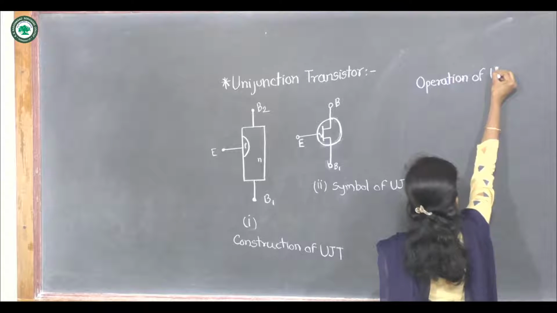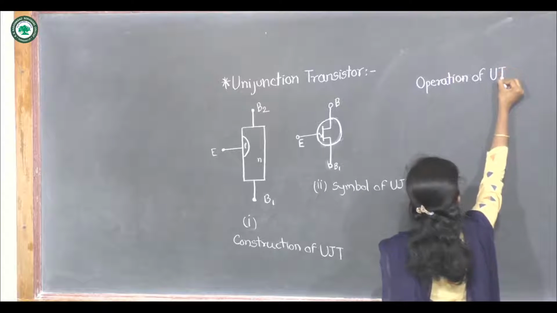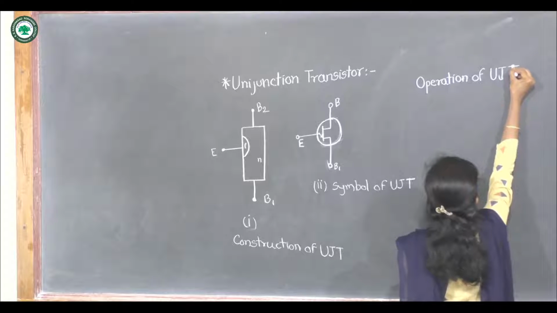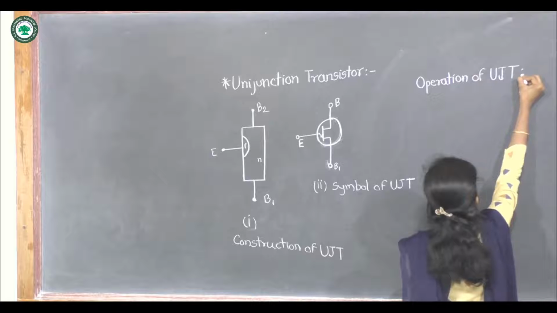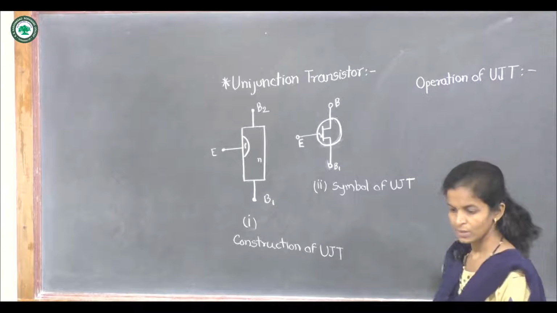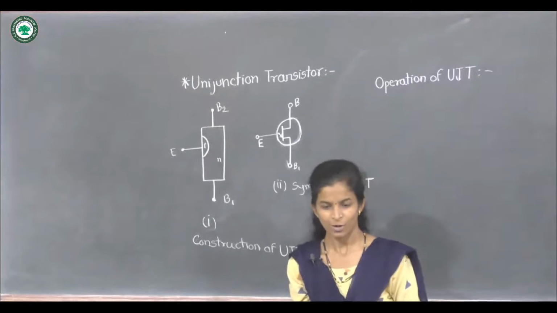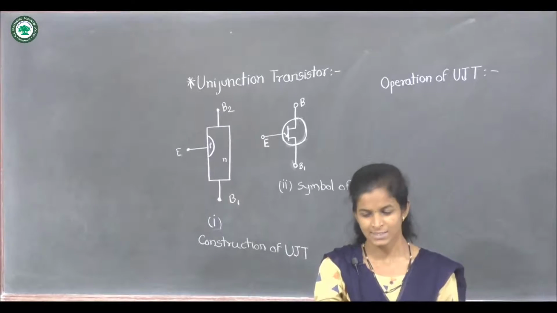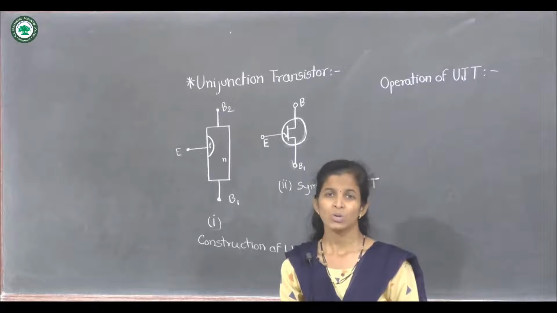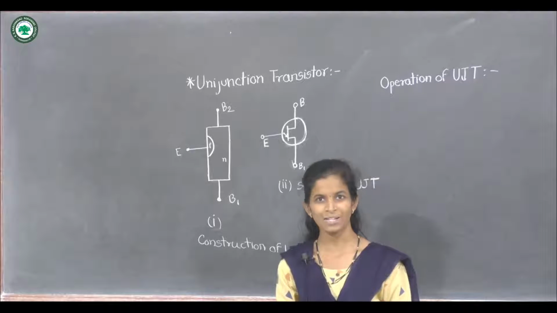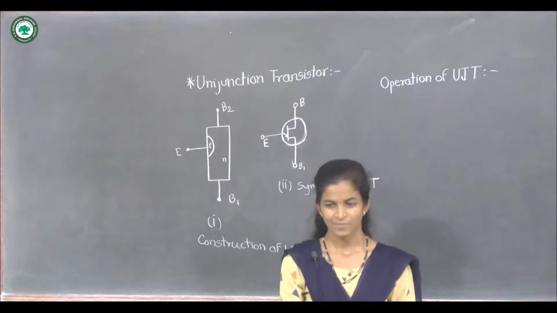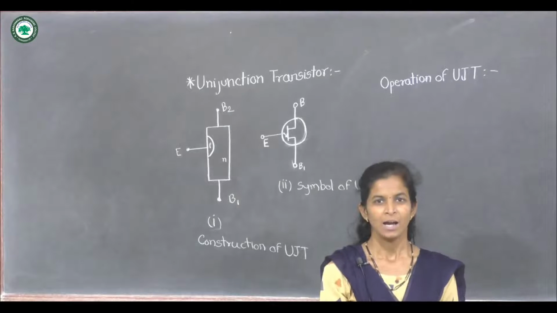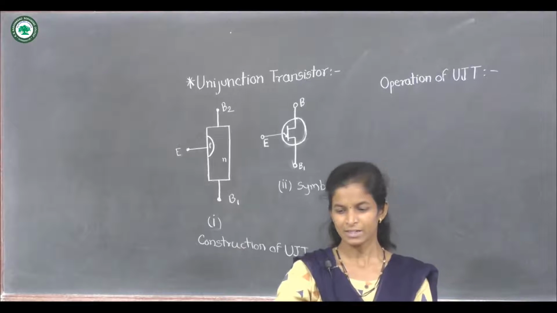Operation of UJT. In order to discuss the operation of UJT, first we will see the case when no bias is applied to the emitter terminal, and the second case in which a bias is applied to the emitter terminal.